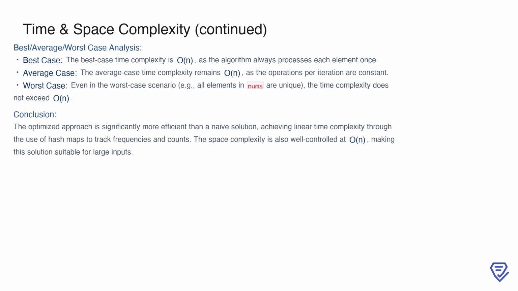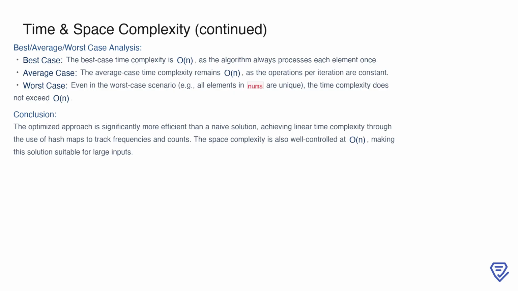The time complexity of the optimized approach remains O(n) across the best, average, and worst-case scenarios. In the best case, the algorithm processes each element exactly once, achieving linear time. On average, the operations per iteration remain constant, maintaining the O(n) complexity. Even in the worst-case scenario, such as when all elements in the array are unique, the algorithm does not exceed O(n) time complexity.